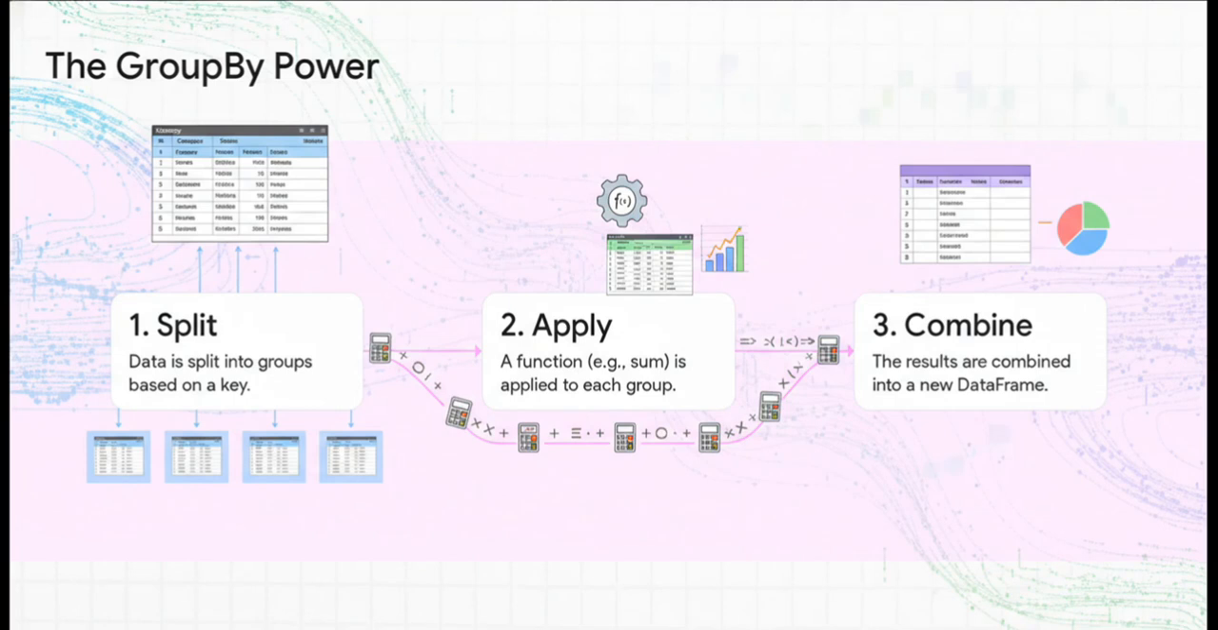These simple commands are your bread and butter for analysis. But the absolute powerhouse of aggregation, the real game changer, is the groupby method. It follows this beautiful three-step pattern: split, apply, combine. First, it splits your data into smaller groups based on some category, like product type. Then it applies a function to each of those little groups, like summing up the revenue. And finally, it combines all those results back together into a brand new summarized data frame. This one idea is the key to unlocking so many insights.